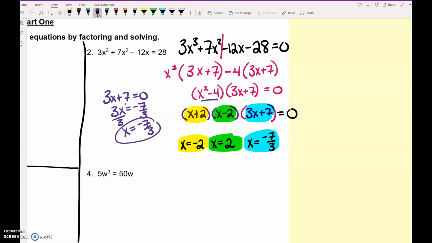Now, how did people get that without showing any work? The shortcut is take the opposite of the number. So since it says plus 7, take negative 7, divide it by the number in front of the x. Negative 7 divided by 3.